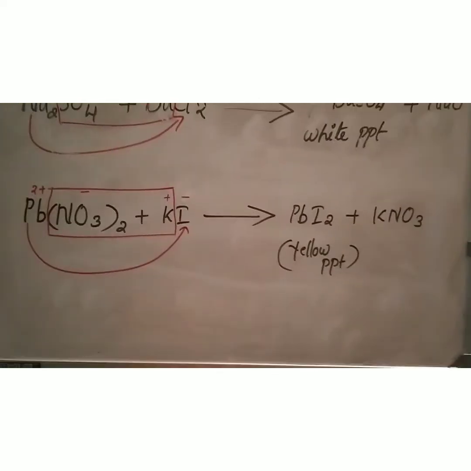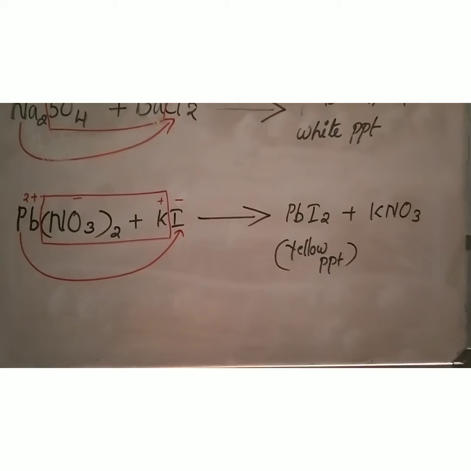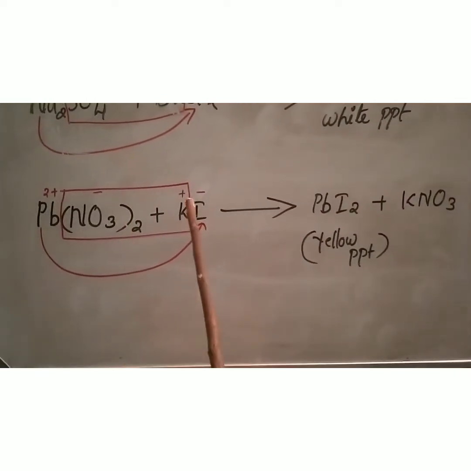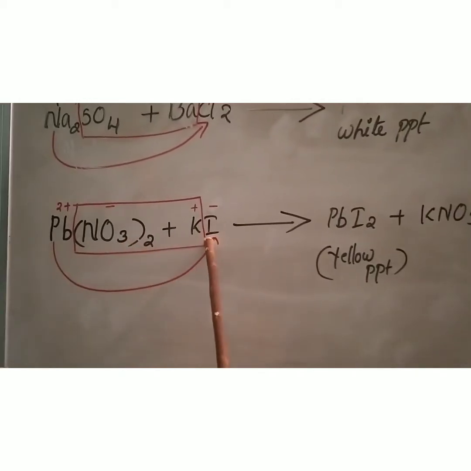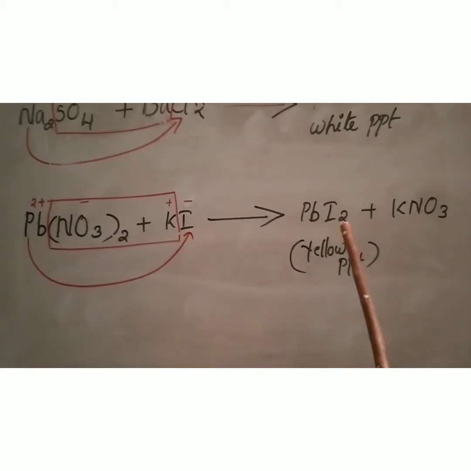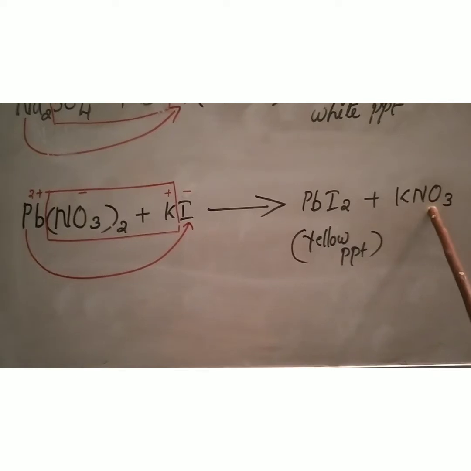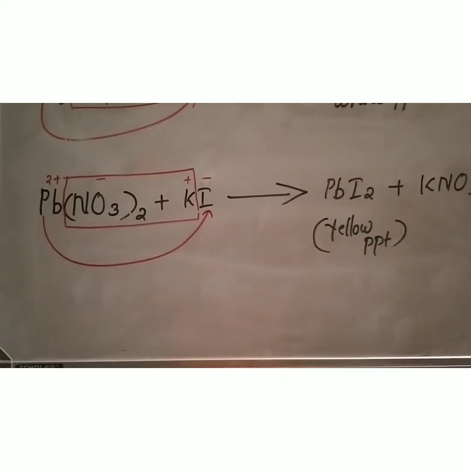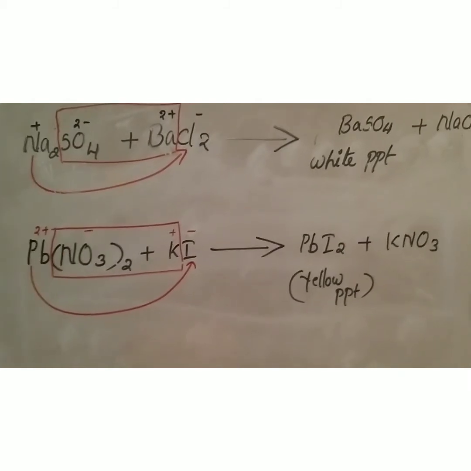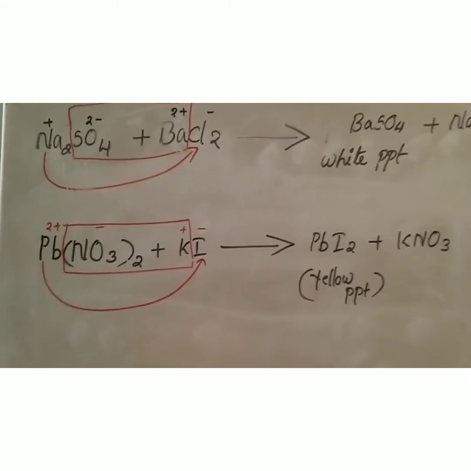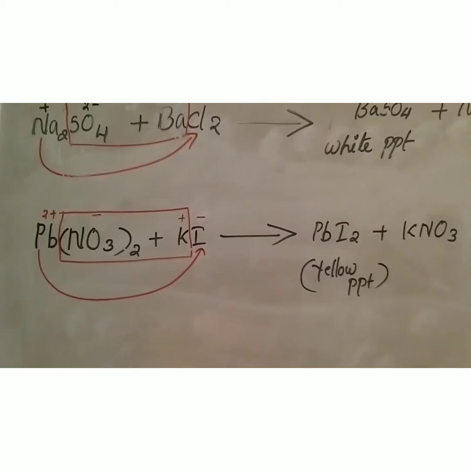Then another example. Reaction of lead nitrate with potassium iodide. Lead nitrate reacts with potassium iodide to form lead iodide and potassium nitrate. Here we get yellow precipitate. Here the reaction takes place in the same way, that is the exchange of ions.